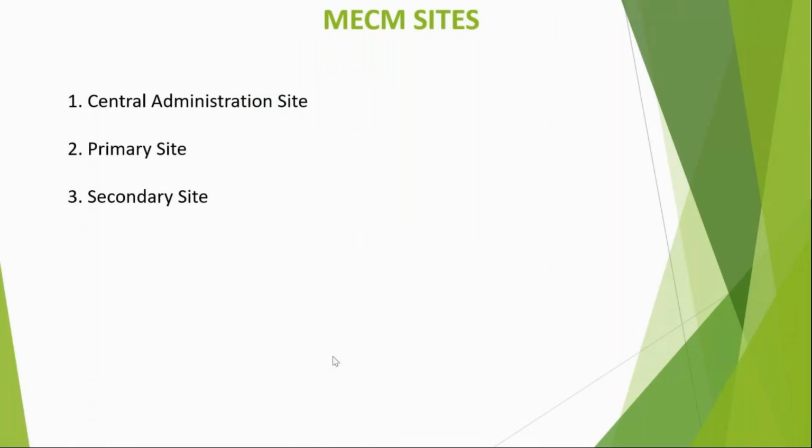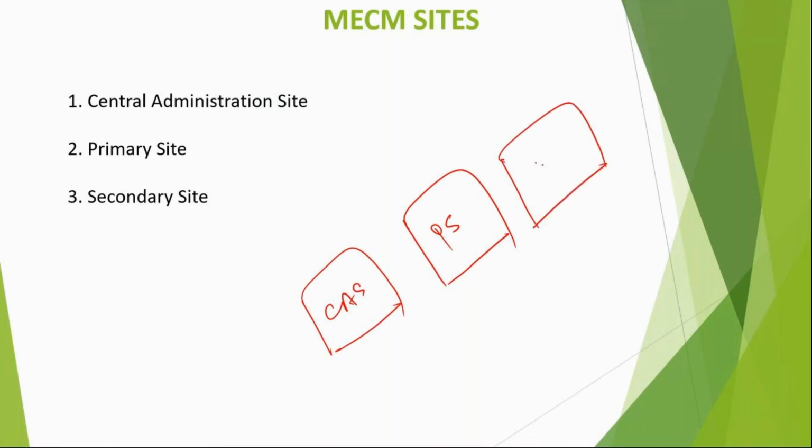Now in SCCM there are three site servers: central administration site server, then we have primary site server, and then we have secondary site server. These are the three site servers in SCCM, or MECM, right?